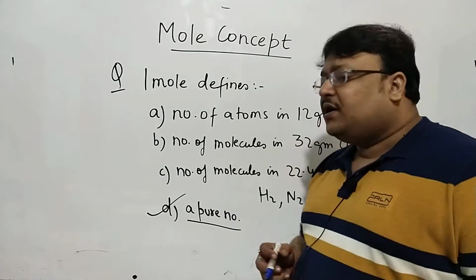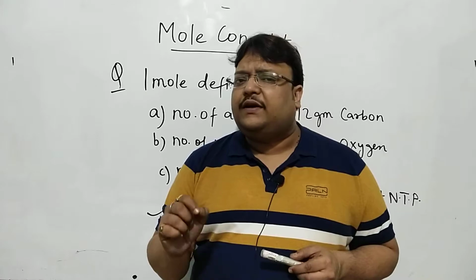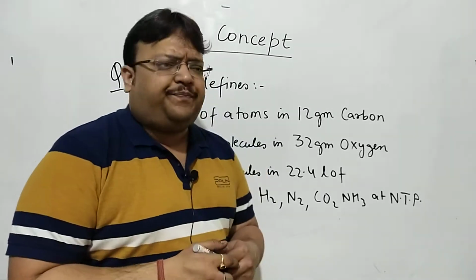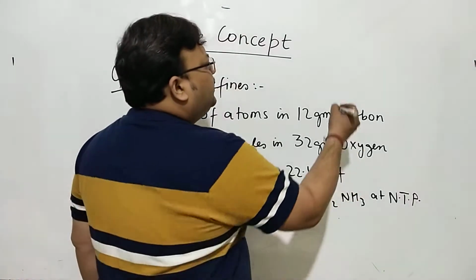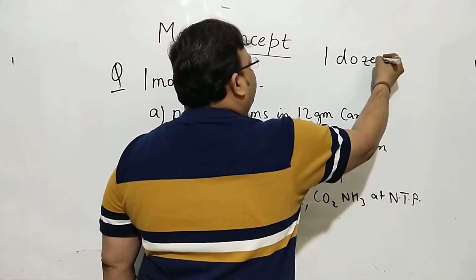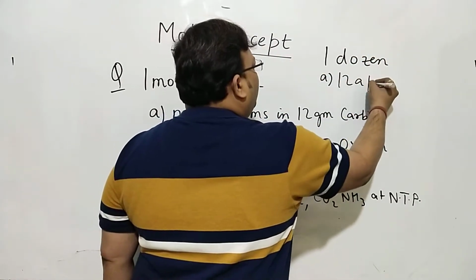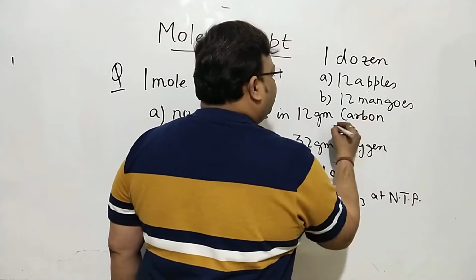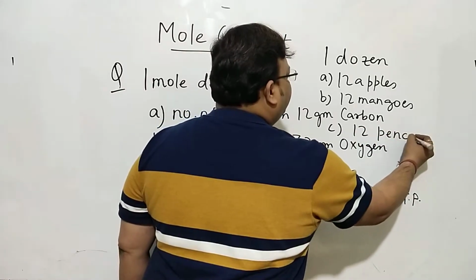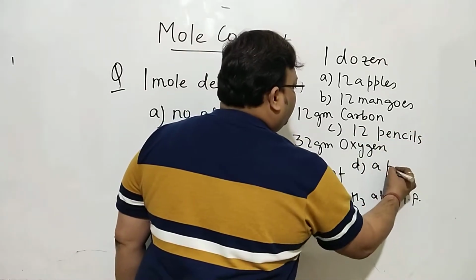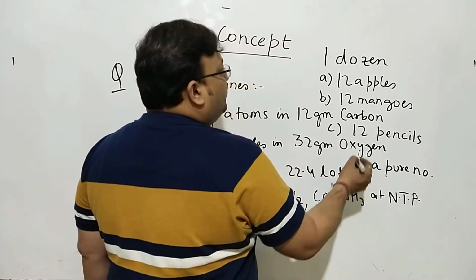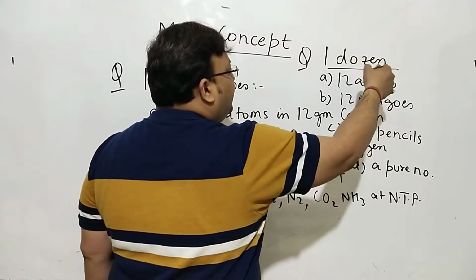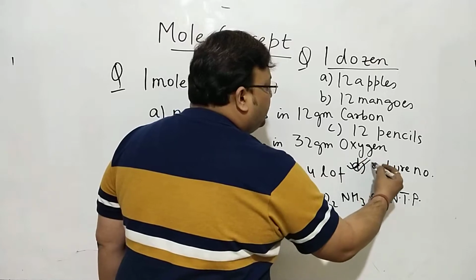It's a pure number. I repeat, it might not be a real exam question, but this will teach you something very fundamental about the mole. The moment I change this question, instead of a mole, the moment I ask people what is 1 dozen, and suppose the options are 12 apples, 12 mangoes, 12 pencils, and I put an option like a pure number, more people come up with the answer: a pure number.